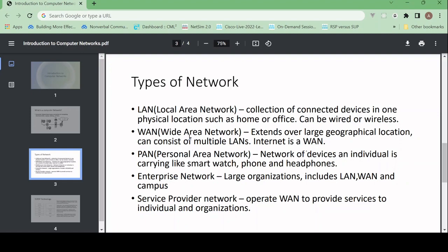Okay. So all of us use a cellular network or Wi-Fi network. So companies like Airtel or Jio are service providers. They manage their own wider network, and they provide services on the wide area network. For example, they provide telephone services, Wi-Fi services, or telecom services, any kind of service over the network. They're called a service provider network.